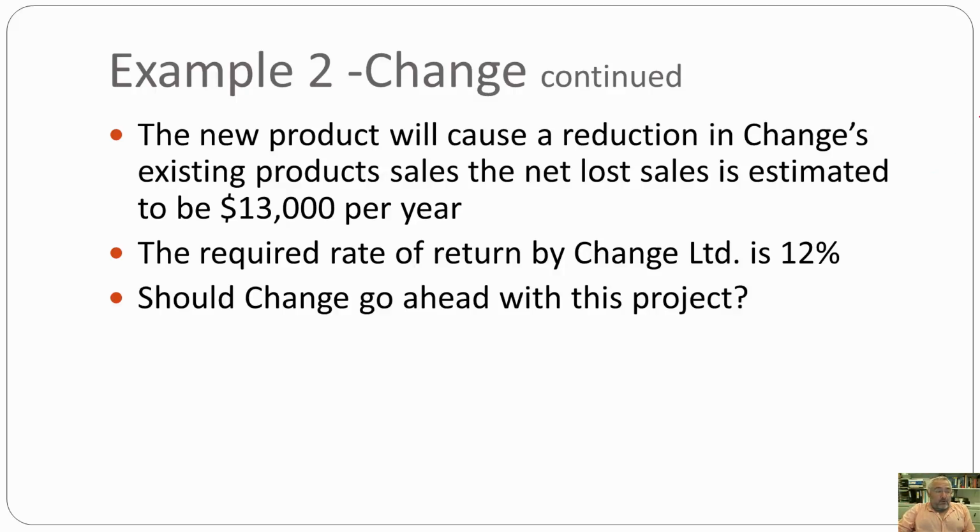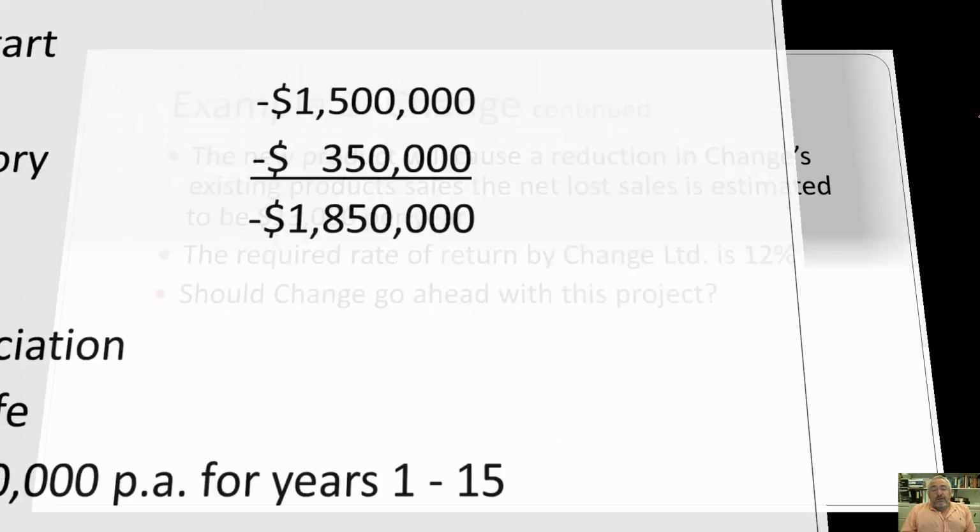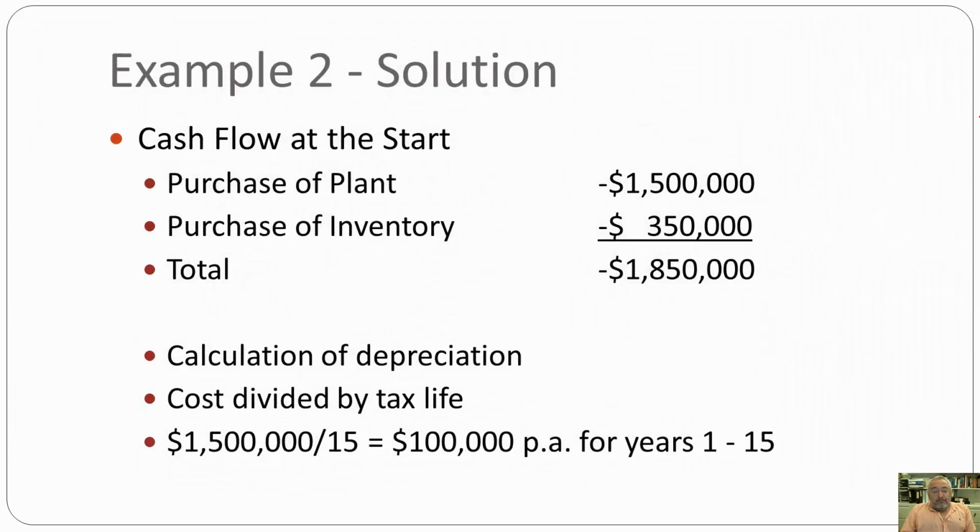All right, so let's look at the different sets of cash flows. Firstly, let's look at the cash flows up front. We know that we're basically making two essential investments in this project. We're purchasing the plant and we're purchasing the initial set of inventory to get us going. So our total investment is $1,850. Now, while we've got the plant here, we may as well work out what the depreciation is. It's $100,000 a year. That's going to be relevant for working out our tax effects.